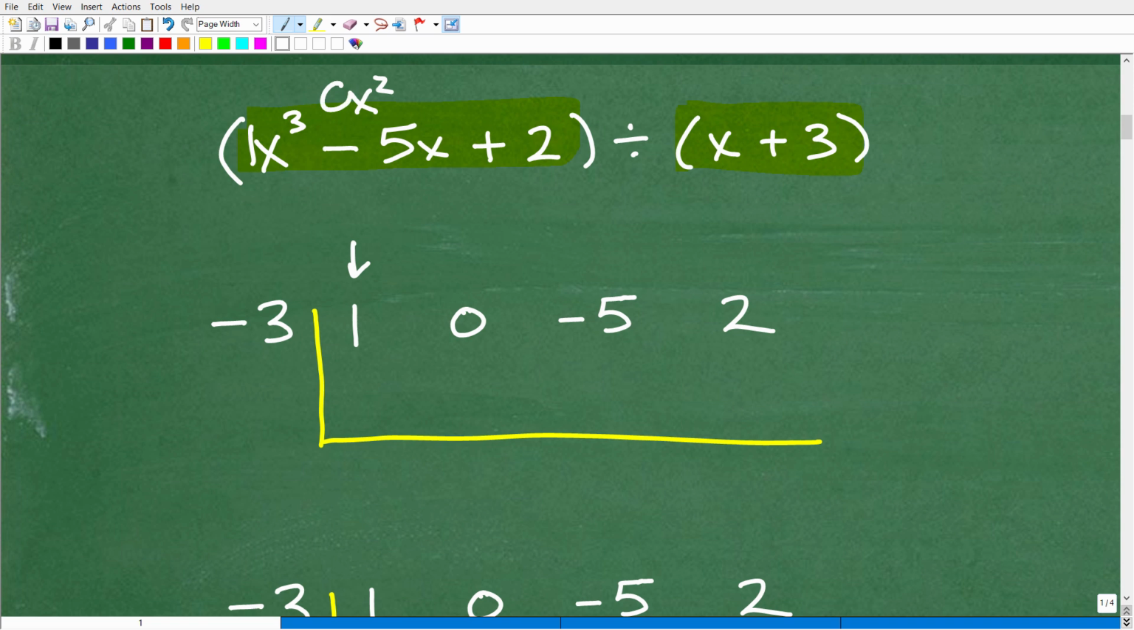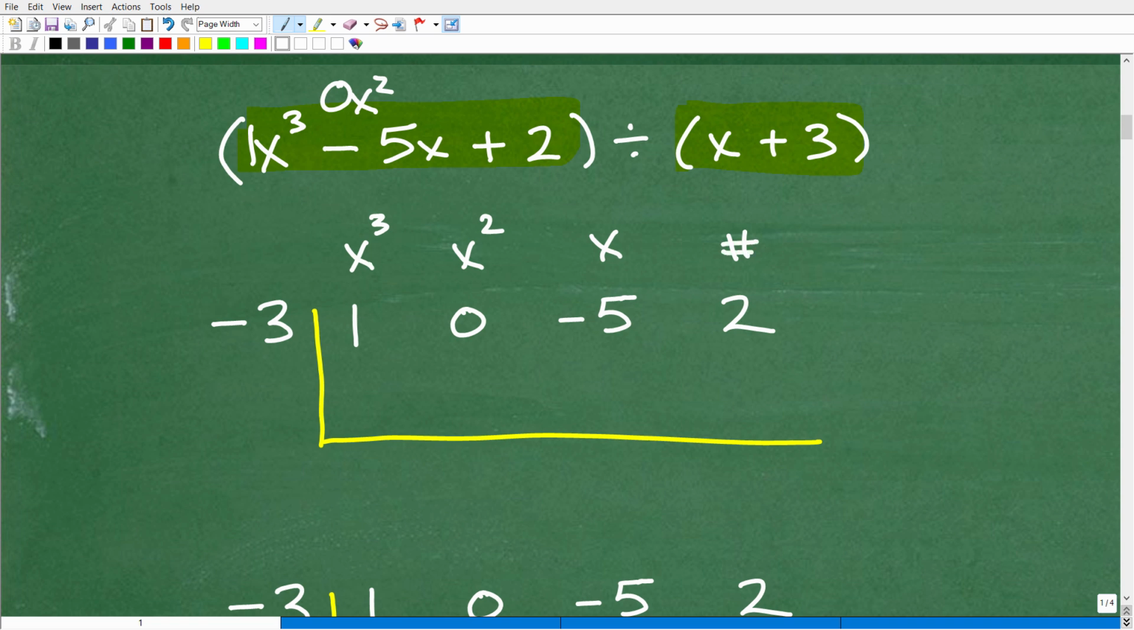Well, there is a 0x squared. So in synthetic division, every power needs to be represented. Okay, so let's just make this even crystal clear here. This is the x cubed. This is the x squared. This is x. And this is just the number. Okay, these are the coefficients.